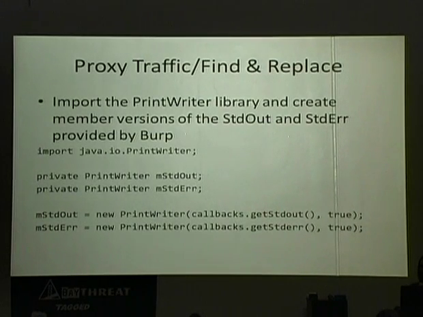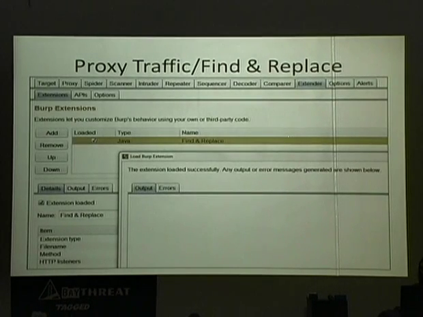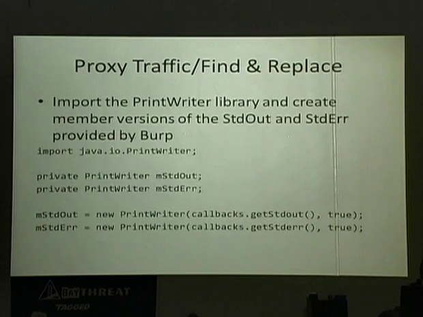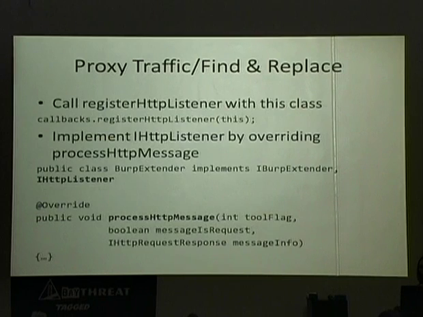So we're going to go ahead and add some more code to this to make it more functional. We're going to import a PrintWriter at the top of our file. We're going to make some private member variables to save. You can see here there's some windows inside of Burp for output and error. We're going to go ahead and save those off so we can use them later in the program.